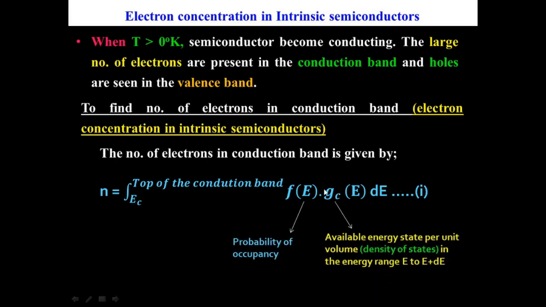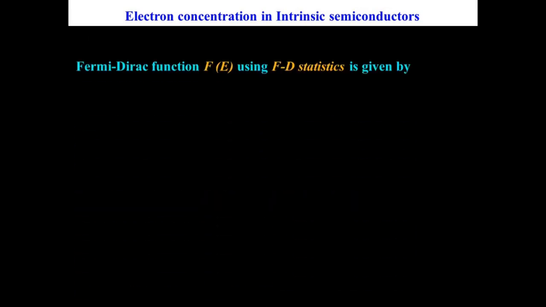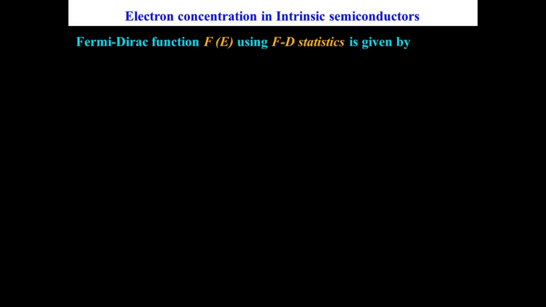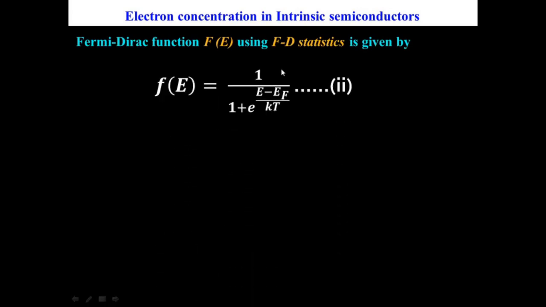In other words, this Fermi function denotes the probability of occupancy of electrons in the conduction band, and GC is the available energy states per unit volume, that is the density of states in the energy range E to E plus dE. According to Fermi-Dirac (FD) statistics, the Fermi function is given by F(E) equal to 1 upon 1 plus exponential of (E minus EF) by kT, where EF is the Fermi energy, k is the Boltzmann constant, and T is the temperature.